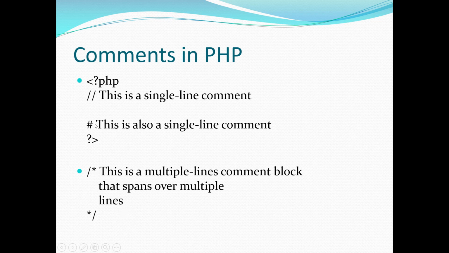So we can write comments with two consecutive forward slashes, or with a hash sign before the line which we want to go into the comment, or if we want a group of lines, we use forward slash asterisk, and asterisk forward slash, and all lines or code between them go into the comment. So these are the three methods to write comments in PHP.